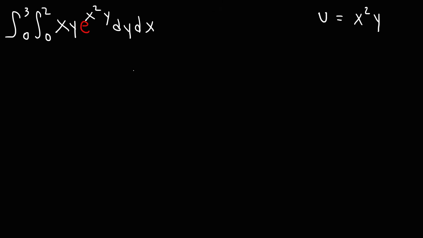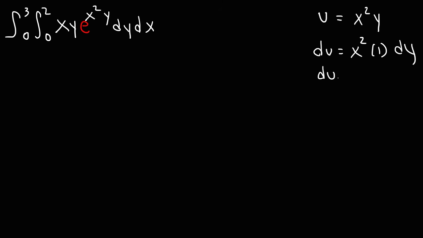Now, looking at this problem, we may have to differentiate it with respect to y, but we can always reverse it. We can change the order of integration. So is it easier for us to evaluate this integral by integrating with respect to y first or with respect to x first? Well, let's find du. If we find du with respect to y, it's going to be x squared times the derivative of y, which is 1, times dy.